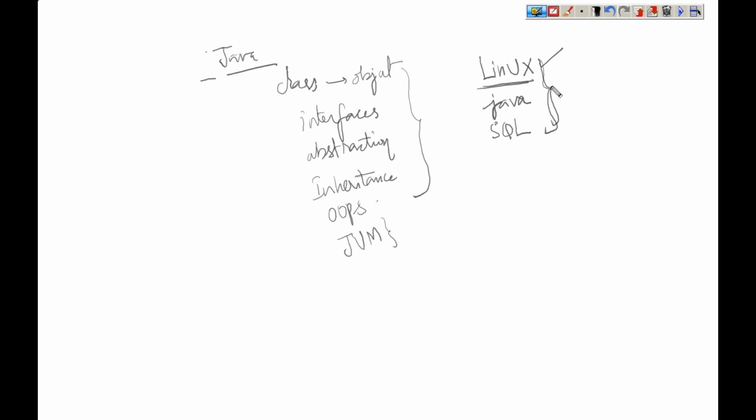Linux means how to use a Linux environment: reading of files, creation of directories, deletion of directories, setting permissions, all this stuff. At least the basic stuff we have to know. With respect to Java, these are the concepts I have listed here. And with respect to SQL, we have two types of commands: DDL commands and DML commands. That is creation of tables, creation of databases, inserting into them, deleting the data, deleting tables, deleting databases. That stuff you have to know.